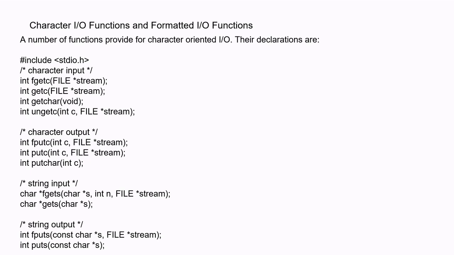String output at the bottom, you have fputs, which takes in a constant character pointer, so a C string, and a file stream, and just dumps that string into the file stream. puts does the same thing, except it just dumps the string you give it to the screen. It's like printf without any of the bells and whistles.